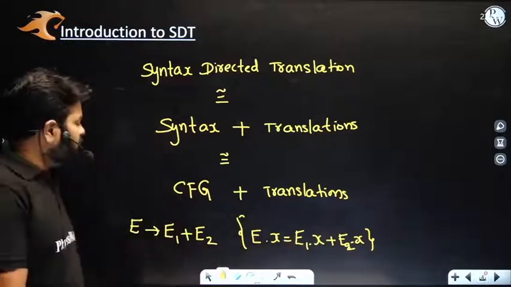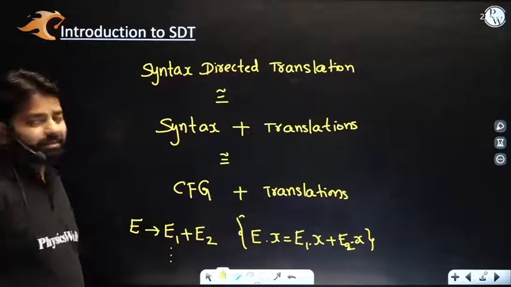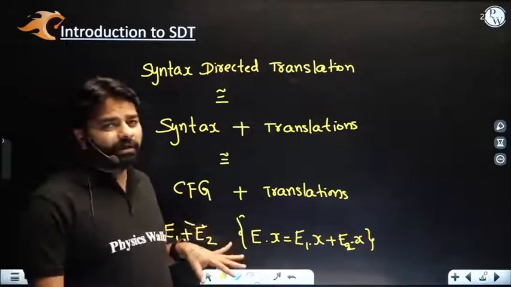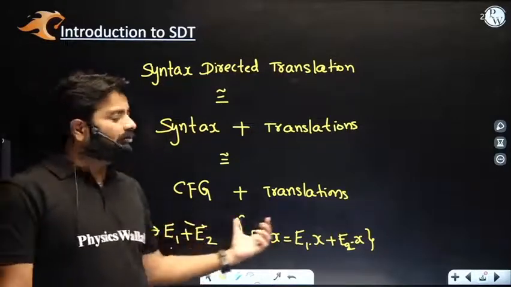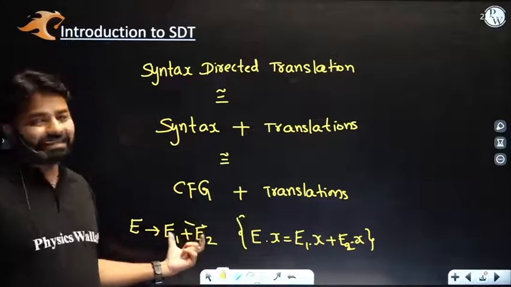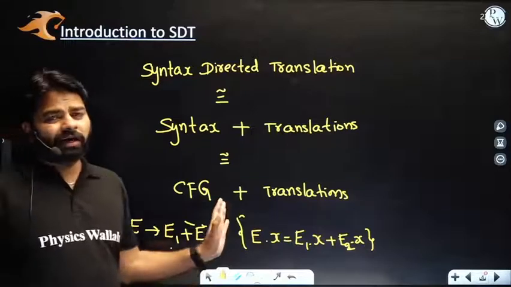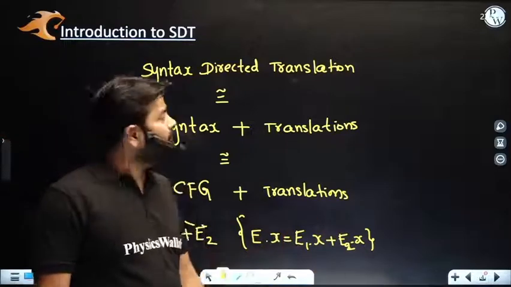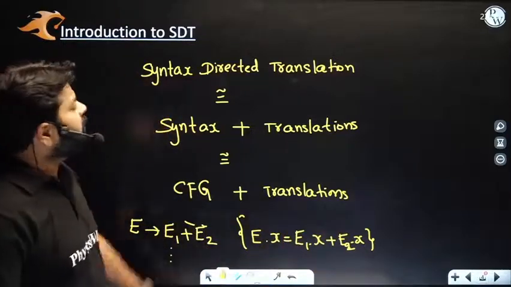So this is what you are going to write in these SDTs. You keep the context-free grammar, same grammar, and for every production you will add zero or more translations to it to get the meaning of this syntax. So it will convert either into semantic or evaluation techniques. Fine. This is about SDT.